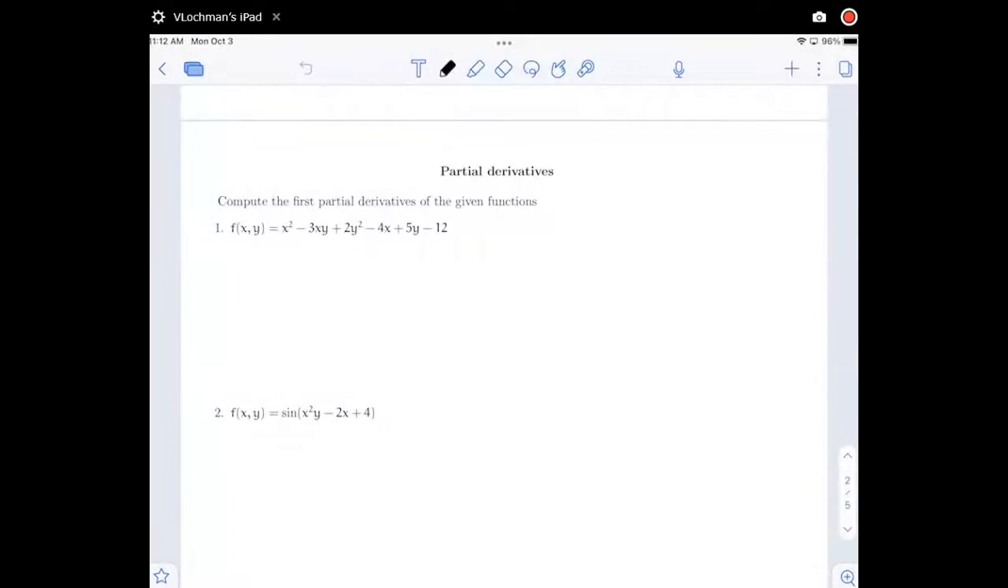Okay, I'm projecting my iPad. Let's see how long it will take. Here we go. Okay, so the notes are in week 7, learning materials for week 7.